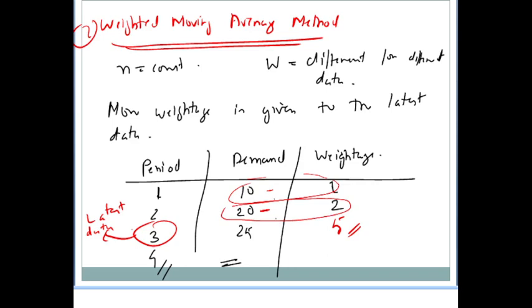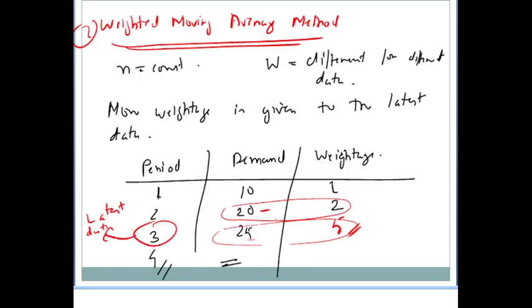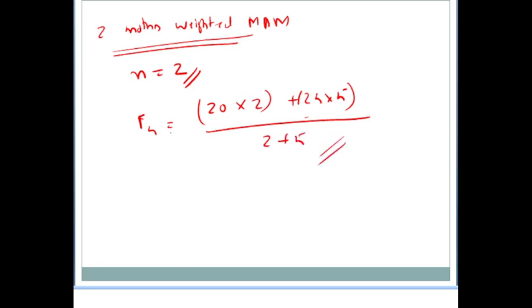Oh, sorry, we are asked to find the 2 months weighted moving average, so we will have to consider the latest 2 months, that is the third month and second month. So the forecast for the fourth will be 20 into 2 plus 25 into 5, divided by the sum of the weightages, that is 2 plus 5. Whatever the answer is, that will be the fourth forecast.